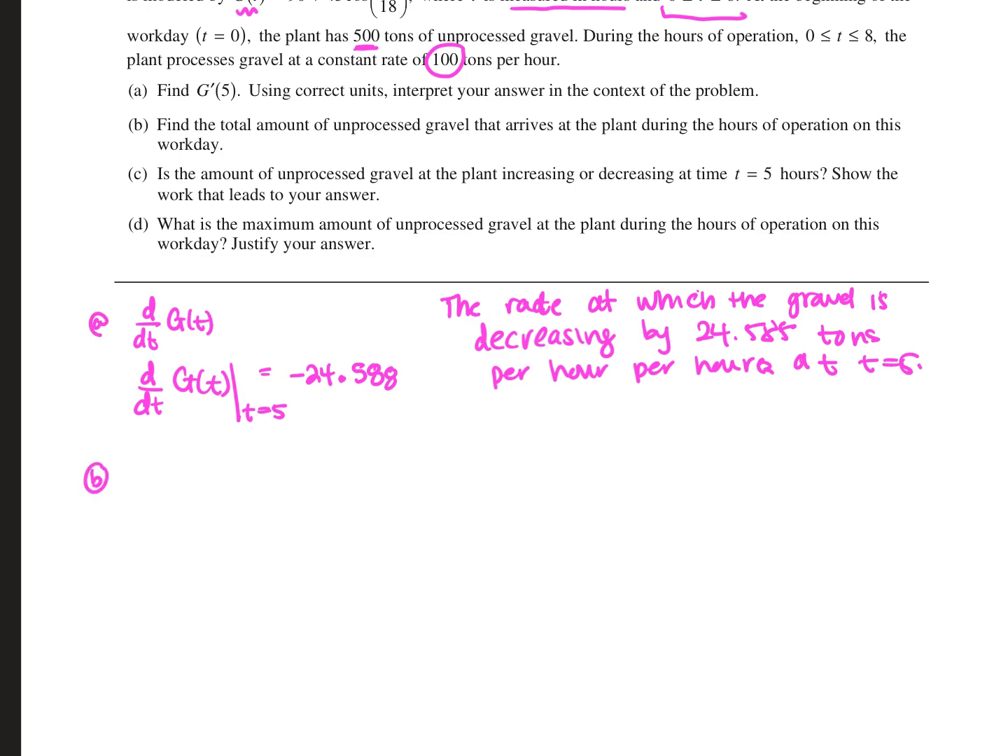So B, arriving at the plant would be the integral from 0 to 8 of G of T dt, and that works out to be 825.551 tons. Now notice that's just the amount that arrives. Remember that we already had 500 there, and then we also have some processing. Part C. Is the amount of unprocessed gravel at the plant increasing or decreasing at T equals 5? Show your answers that lead to this.